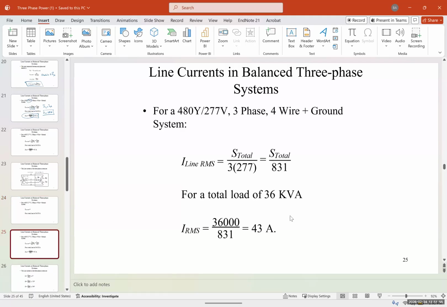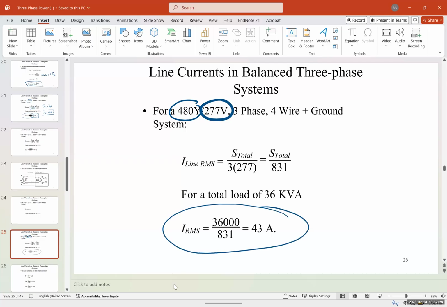Perfect. Great. Thank you. So again, I line would be equal to S total over 3 times V phase, and V phase is 277. Again, the right one is the phase voltage, the left one is the line voltage. And keep in mind, always the phase voltage is lower than the line voltage. So here, it's going to be the total over 3 times 277, which is 831. Now, the current here is going to be 43 amps.